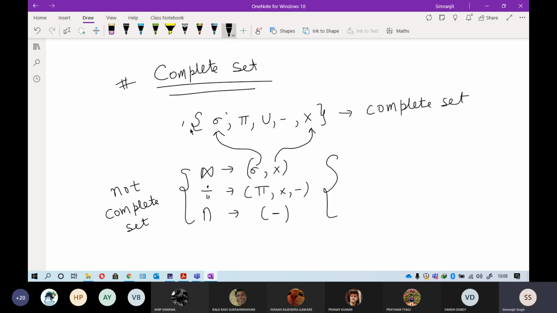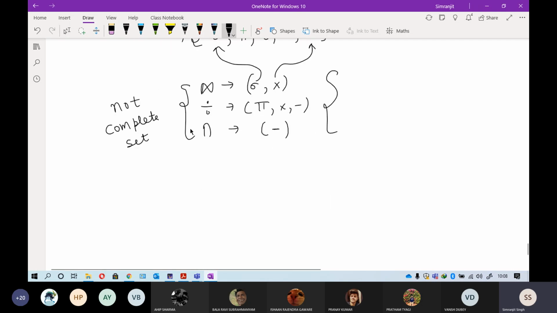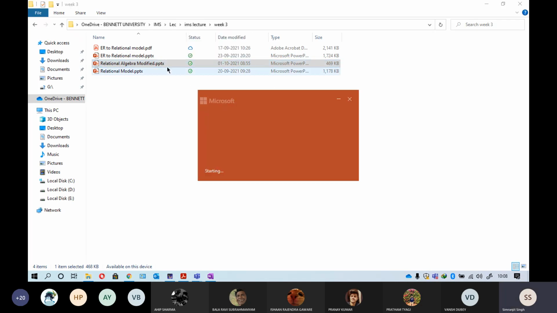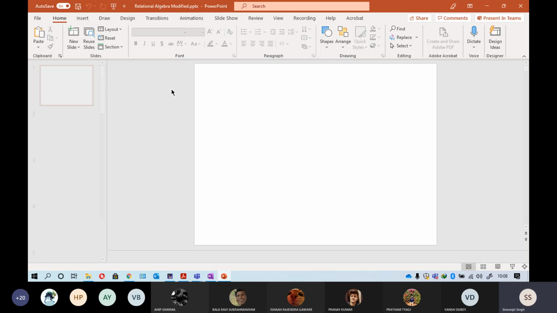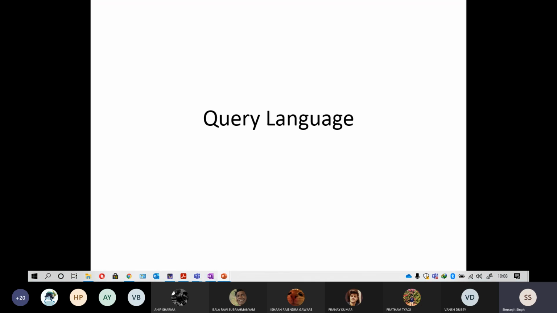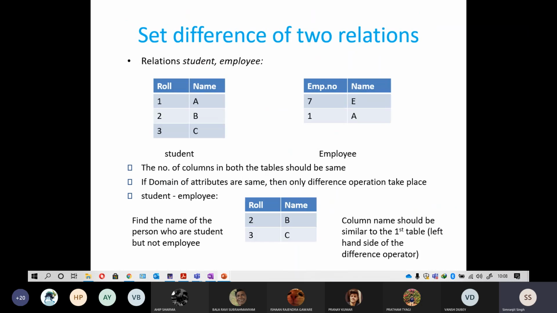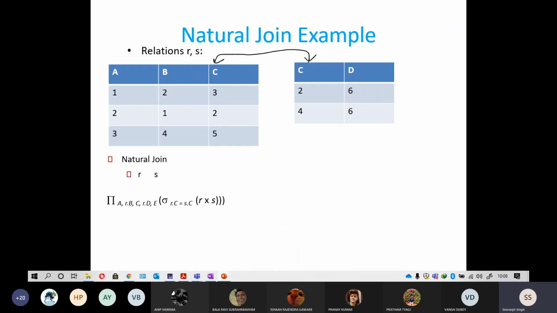Now, coming to the join part again. Natural join you already know, so I'll just show you natural join. A natural join example is already given here. It's already covered in your lab part as well, so I'm just giving you an example. Natural join is a combination of this.